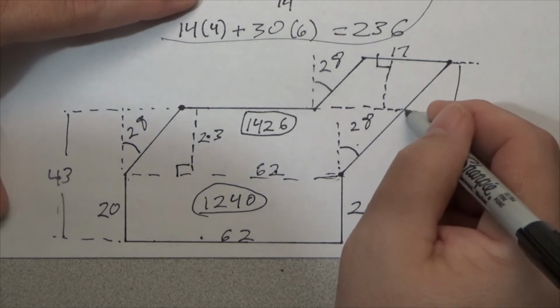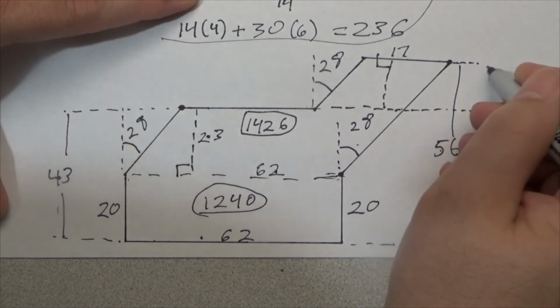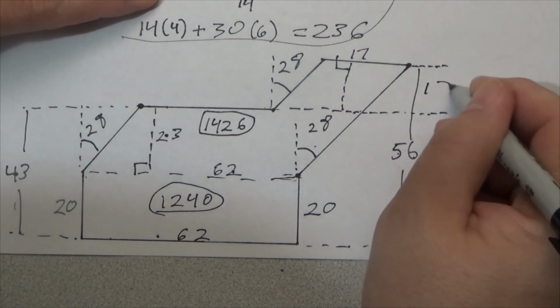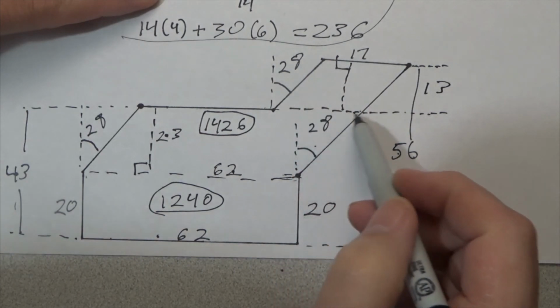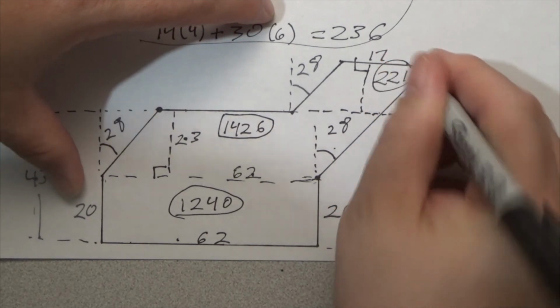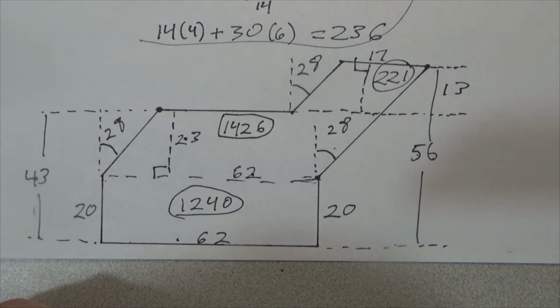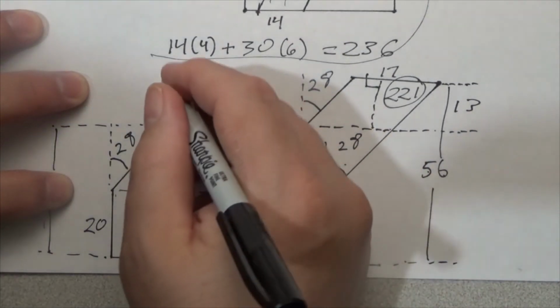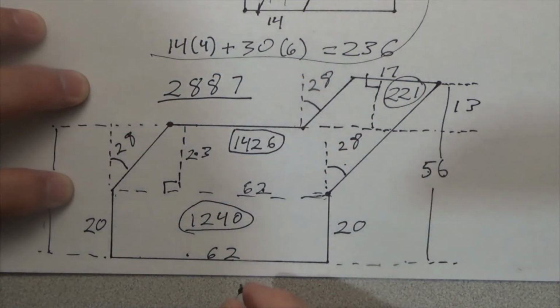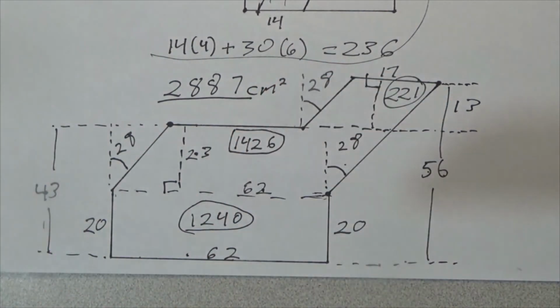So this height in here, I'll draw it out here just to keep it from getting too complicated inside of there. So that height from there to there is 13. So that means the area of this parallelogram right here is 17 times 13, 221. So 221 plus 1426 plus 1240 is equal to 2887. So this is the area, and of course, what was the units on that? Centimeters squared. So that's the area of the entire thing.